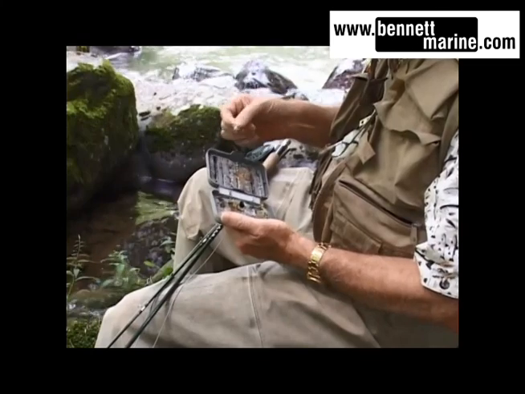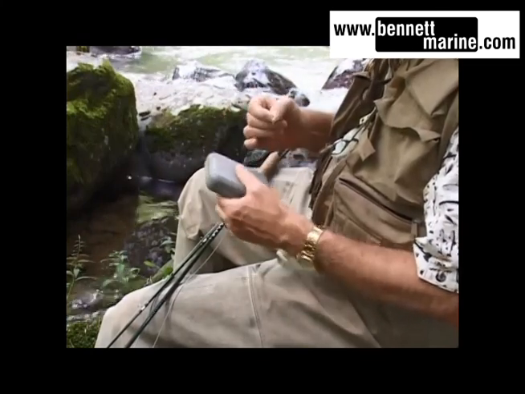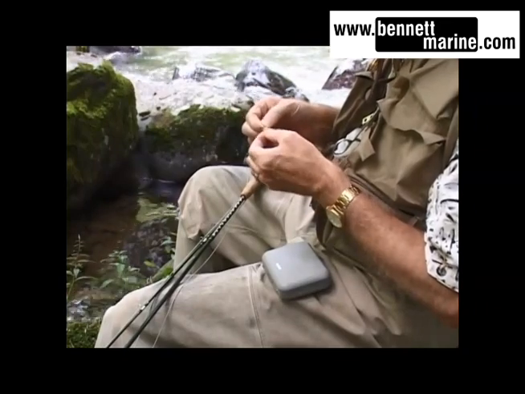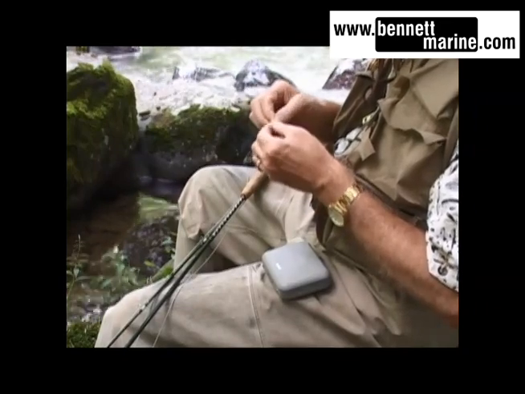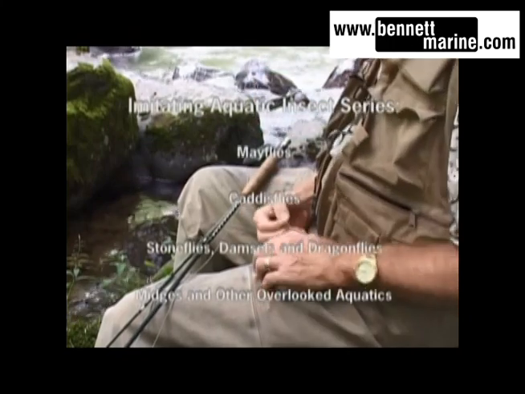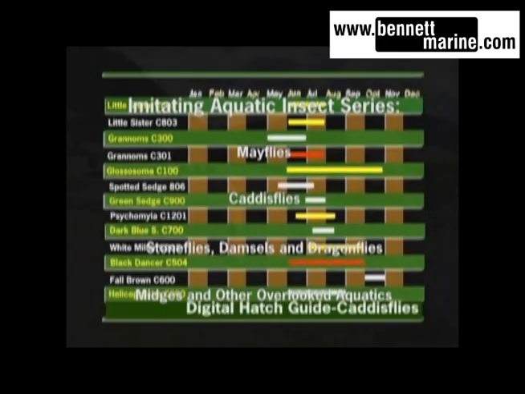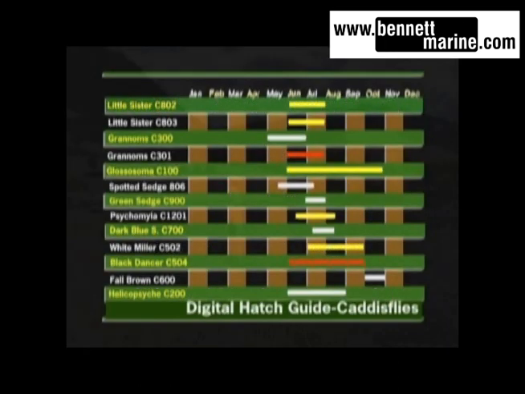Matching the food source with a perfect imitation or fly, well, that may be necessary in some cases where the trout are feeding selectively, but it's usually not. The optional series of programs on imitating aquatic insects and other trout food, along with the optional digital hatch guides, provide the information you'll need to know in order to do what we just covered.